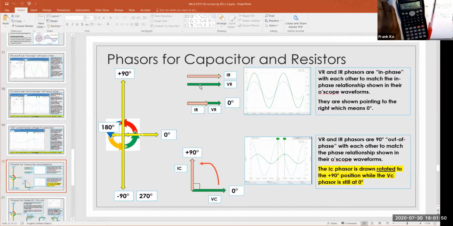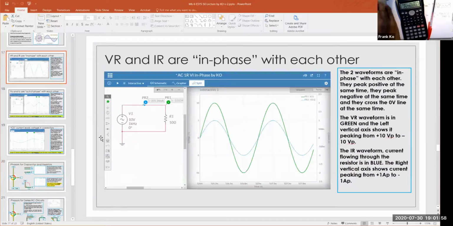My IR right here, IR and VR, they are in phase with each other. For resistor voltage and resistor current, they are in phase. That was demonstrated here. When I have just a resistor in the circuit with an AC source and I go to measure with an ammeter and a voltmeter, notice that both of these peak positively at the same time. Both of these waveforms peak negatively at the same time. They both cross over the 0 line exactly the same time.